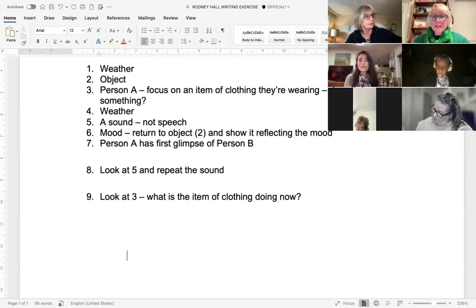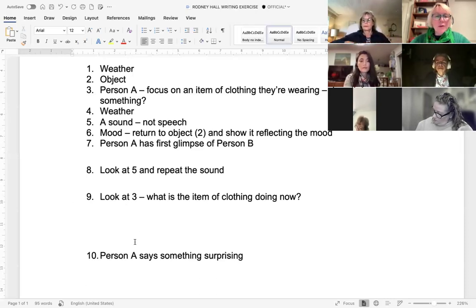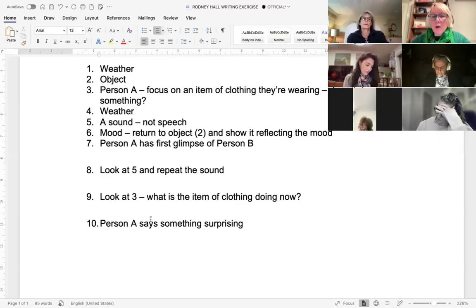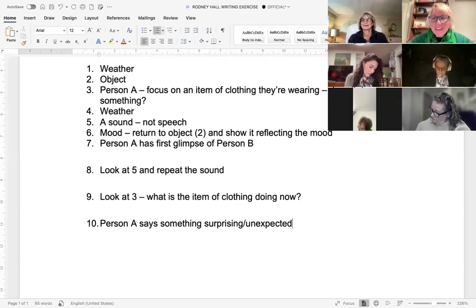And here comes the last one, number 10. Person A, this is when we bring in the dialogue. Person A says something surprising or unexpected, like not just hello. So something that's different. Something the reader won't expect.